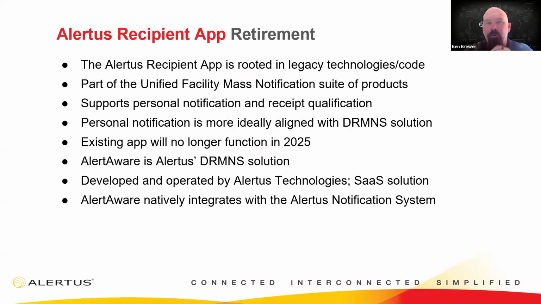So let's start by regrounding with regard to the retirement of the app. The main reason we are transitioning away from the current Alertus Recipient app is that it was developed when mobile apps were still emerging and starting to become popular within mobile technologies. So it was developed in 2013, 2014, rolled out, as I mentioned, at the tail end of 2014.